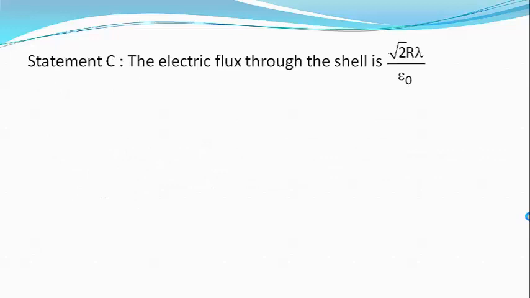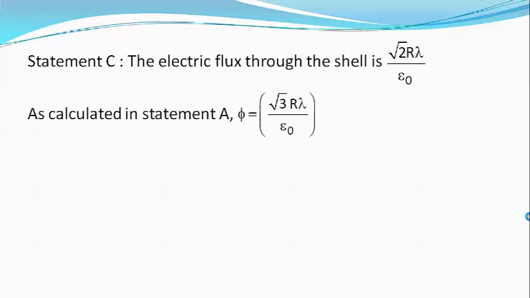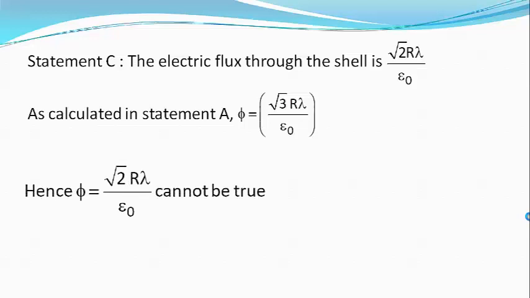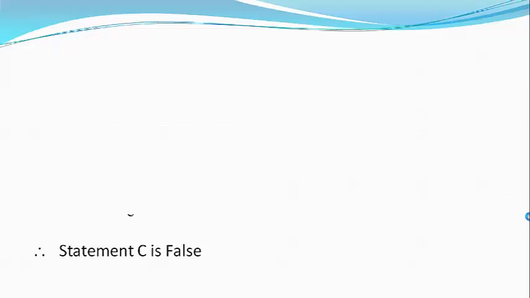Statement C. As calculated in statement A, the flux phi equals root 3 into R lambda divided by epsilon naught. Therefore, phi equals root 2 R lambda divided by epsilon naught cannot be true, and hence statement C is false. Finally, the statement D.